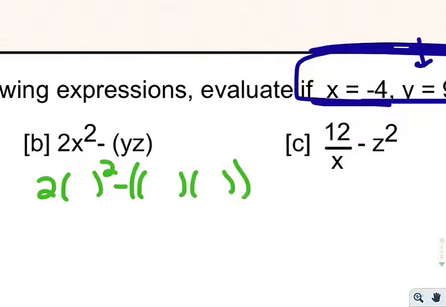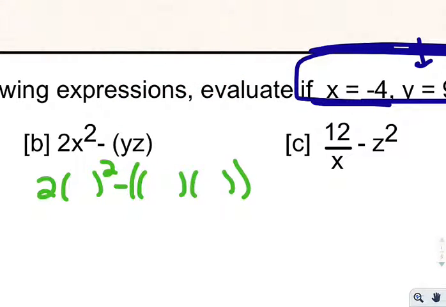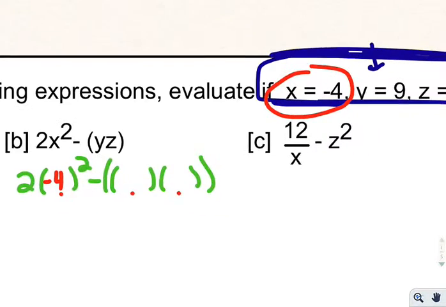So I'm preloading parentheses in all the spots where I have to exchange things. We have the x squared, which would go here. We have the minus y times z. So let's just replace. Here's that x. It's going to be a negative 4. And the negative does have to come with it, and it does go inside the parentheses. We have a y and we have a z.